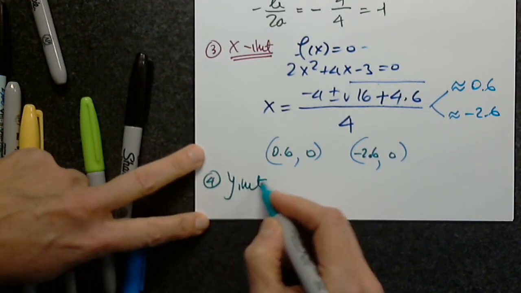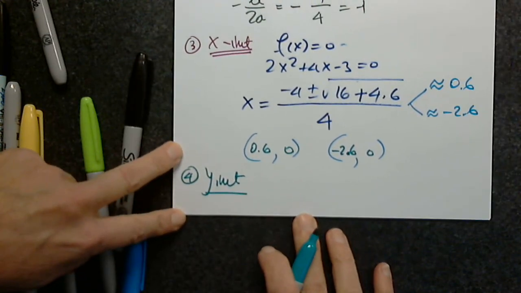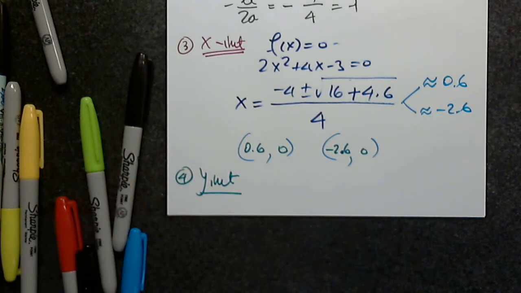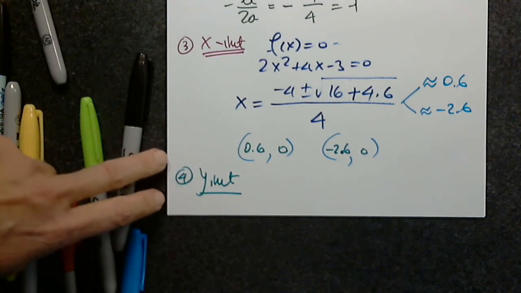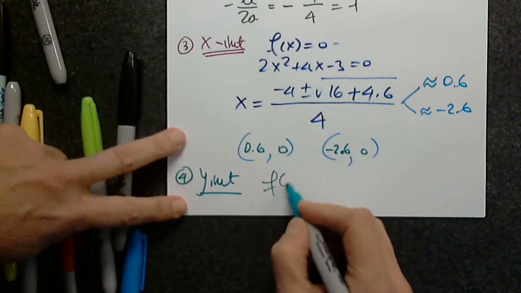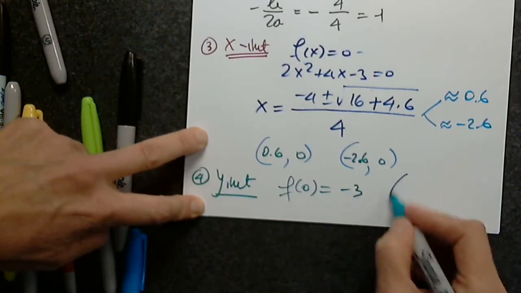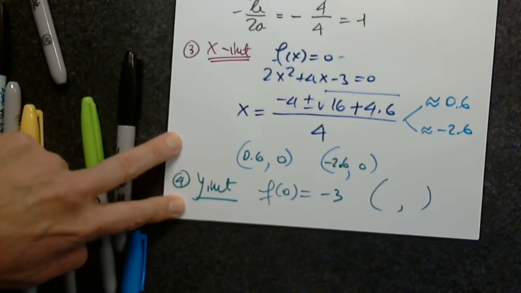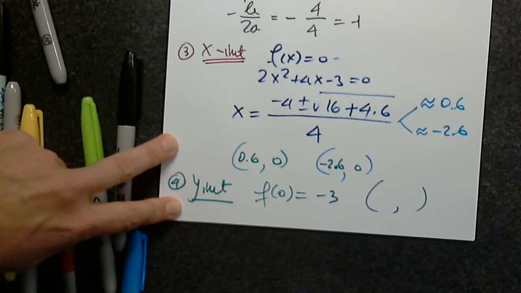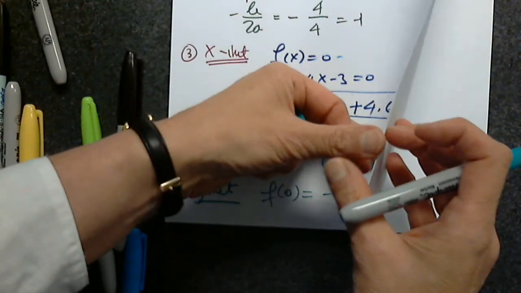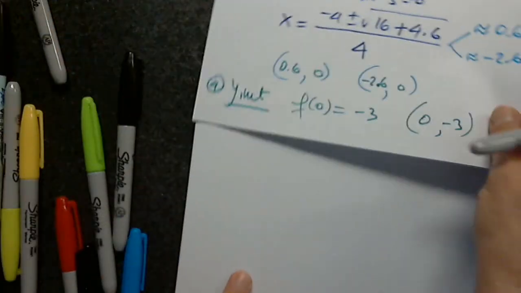Y-intercept. How do we get the Y-intercept? Set x to 0. Perfect. So f of 0 is negative 3, giving 0, negative 3. What is the ordered pair? Awesome. Thank you very much. Great job, all of you.